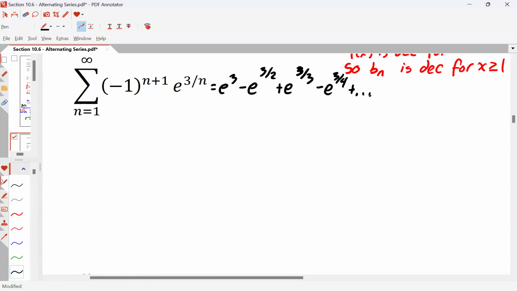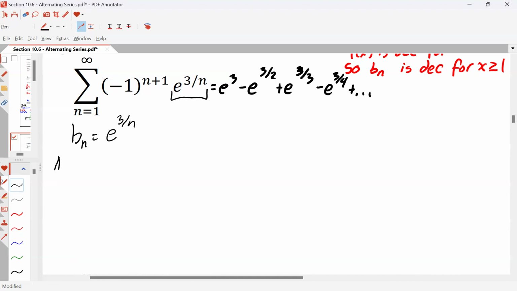Now, two properties to check. We look for b sub n. B sub n is e to the 3 over n. It's the part without the (-1)^n, and it's also just a sequence. It's not a series, so we don't have the series notation, and we don't have the alternating.